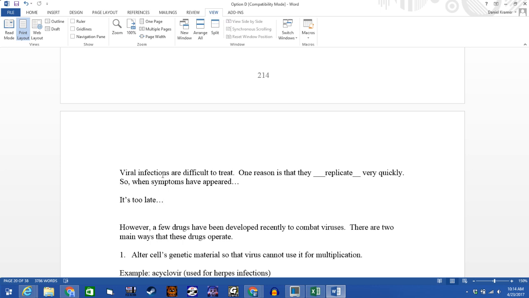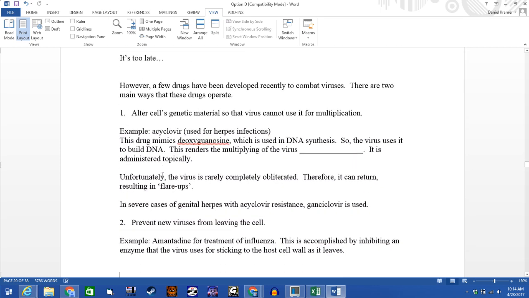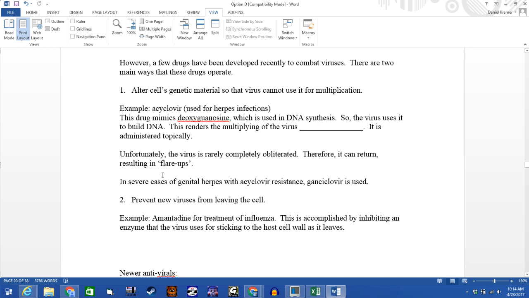However, there have been a few drugs developed recently to combat viruses. There are two main ways that these drugs operate. And then we're actually going to talk about some of the newer drugs that have come out to treat flu. That's the end of this topic. That's the added piece. One way is to alter the cell's genetic material so that the virus can't use it for multiplication. There are two similar drugs, acyclovir and ganciclovir, which I'll have pictures of in just a second. The drug acyclovir mimics deoxyguanosine.